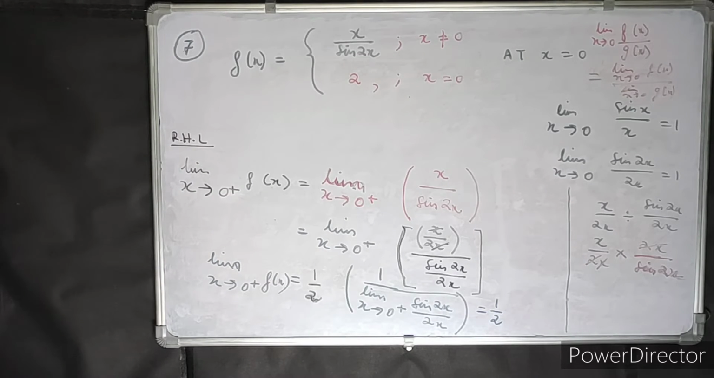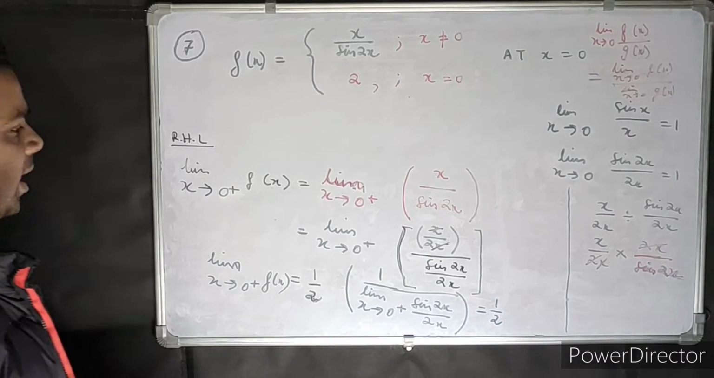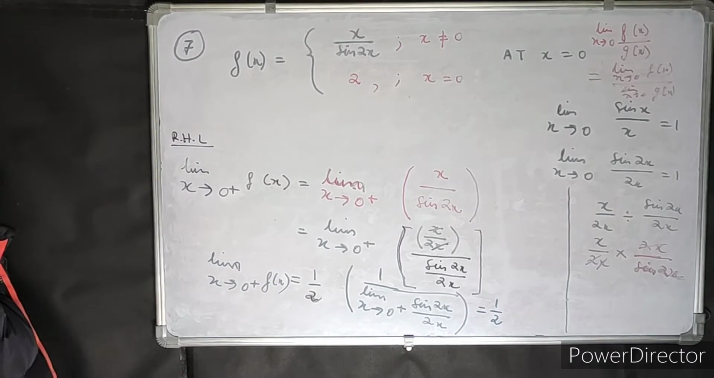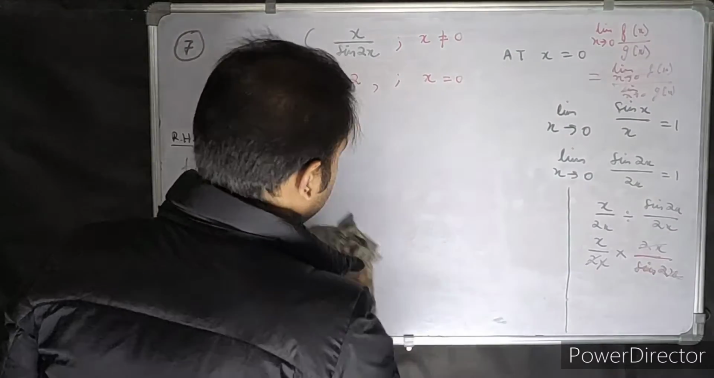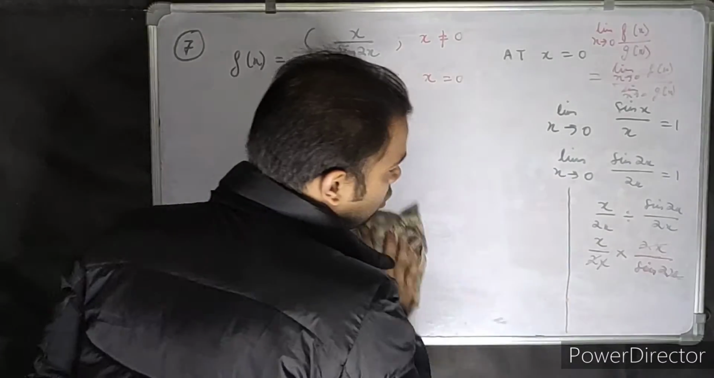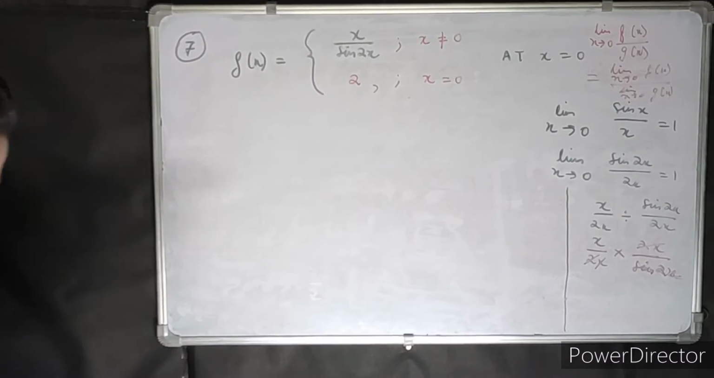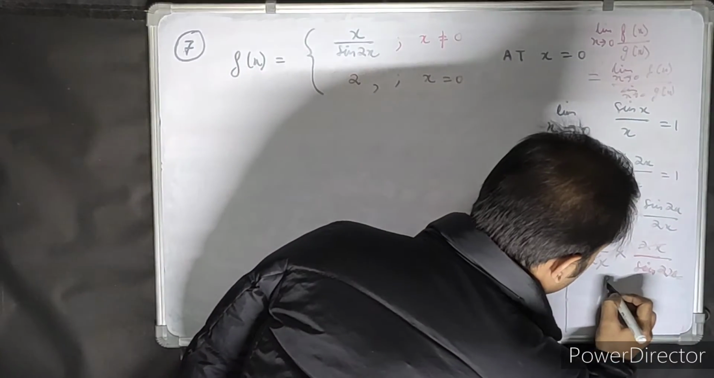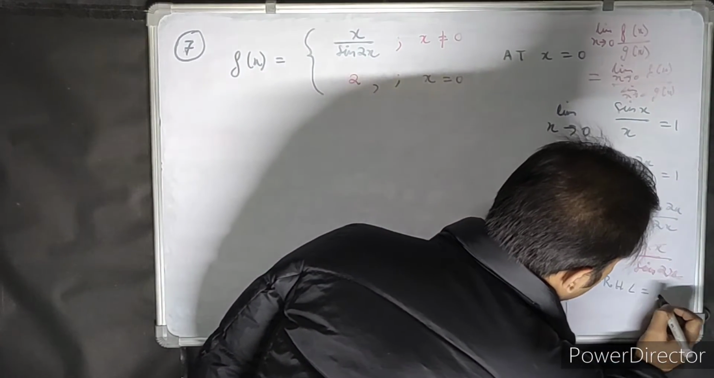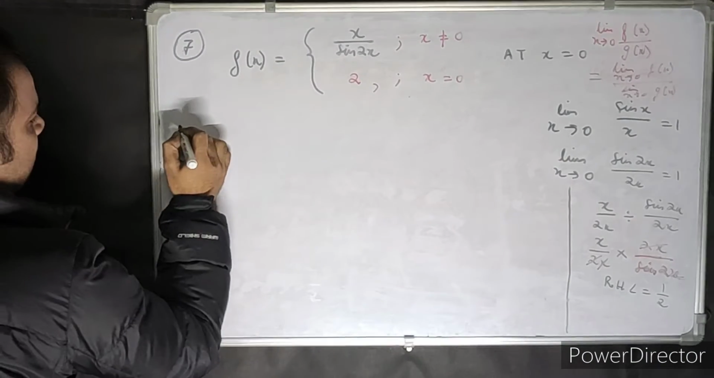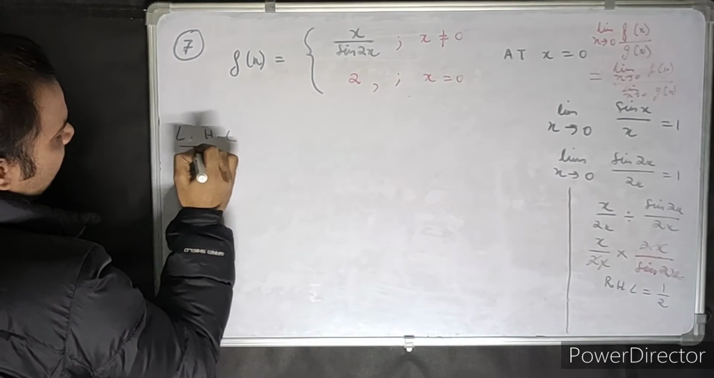Now let's go on to the second part, the LHL. So RHL came as half. Write it somewhere. You don't have to write it because you are doing the whole thing; I am writing it somewhere over there. RHL came as half. Let's start with LHL, left hand limit.